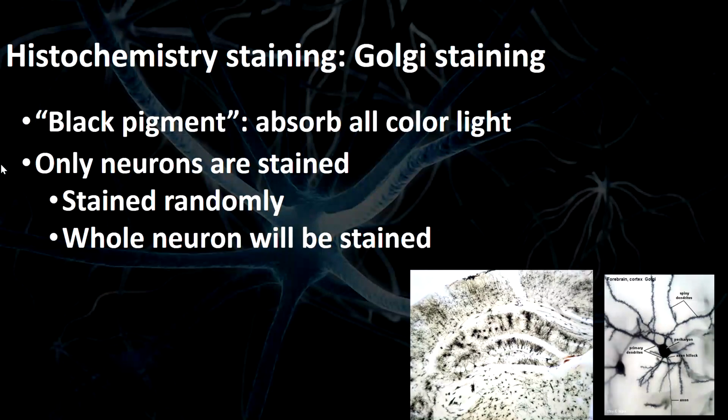And next dye is Golgi staining dye. So this dye is a black pigment, which means this pigment will absorb all color light. No light escapes it. And then you see a black in there, right? Okay, and what is fancy about this Golgi stain is this stain will only stain neurons. The glia cells are not going to get stained. And what is even more interesting is this dye will stain a whole neuron like this, but it only randomly stains certain neurons. And which neuron gets picked up, nobody knows.